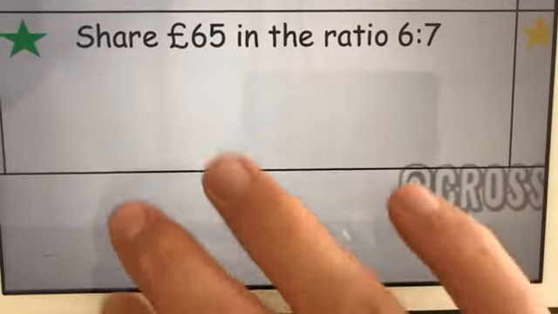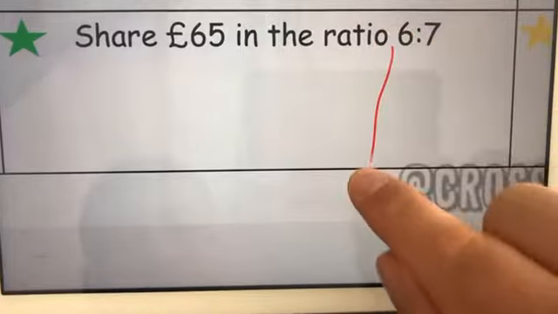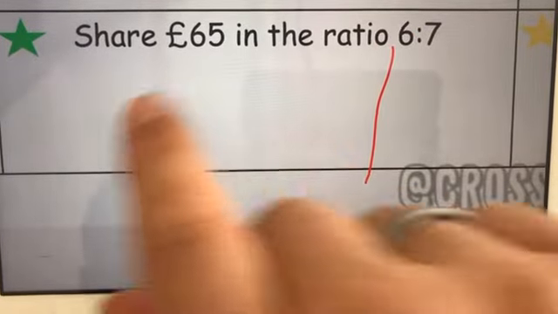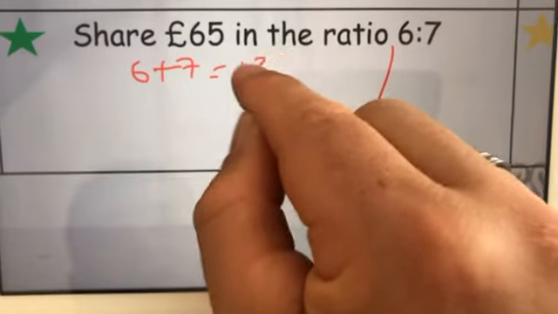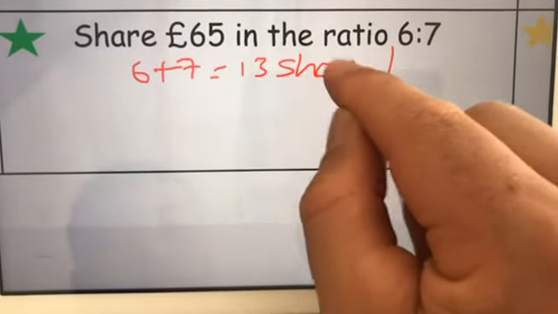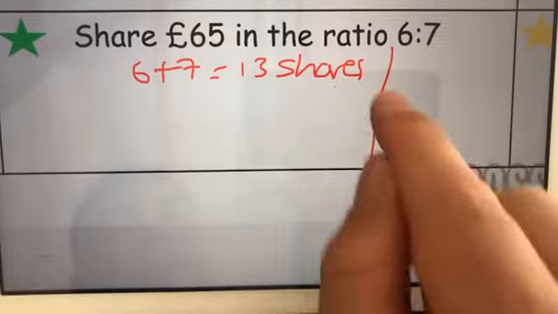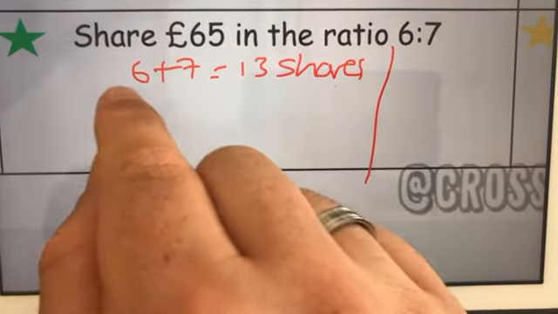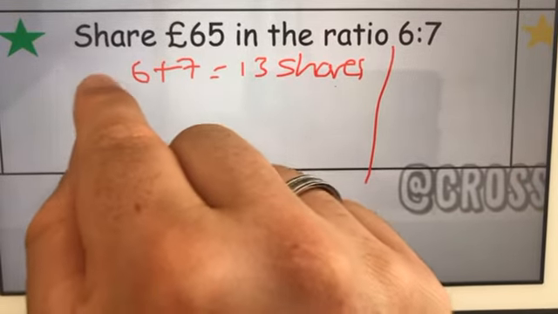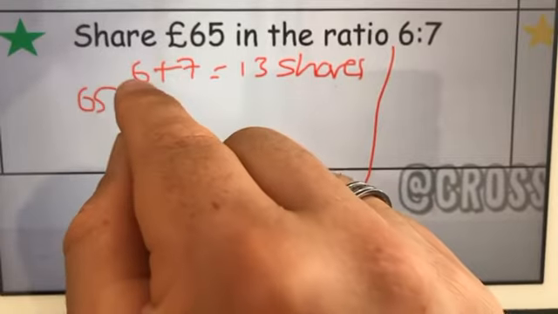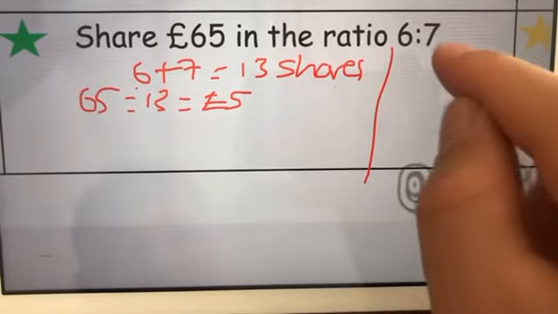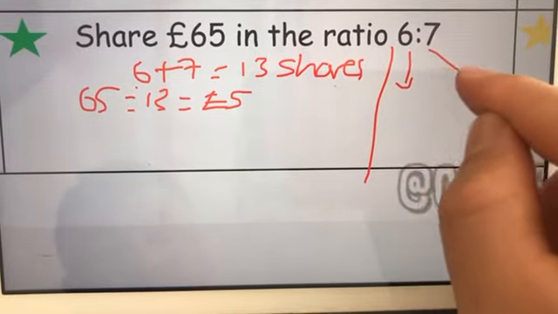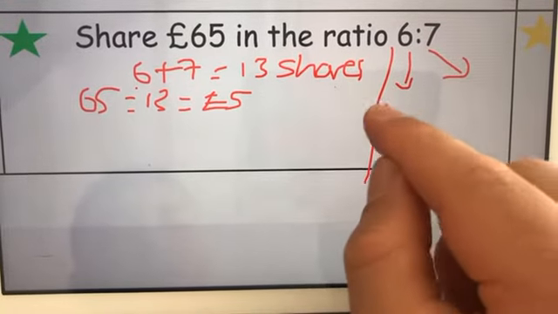Share £65 in the ratio 6 to 7. Draw a line by here. Add my shares at first. 6 plus 7 equals 13 shares. I divide my amount of money by the number of shares so I can work out how much one share is worth. 65 divided by 13 gives me £5 per share. If it's £5 per share, this person gets 6 shares and this person gets 7 shares. 7 times 5 is £35, so this person gets £35 and the other gets £30.